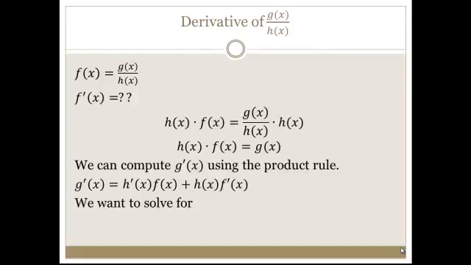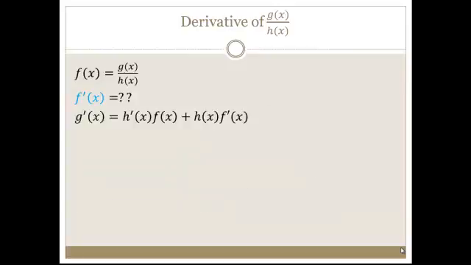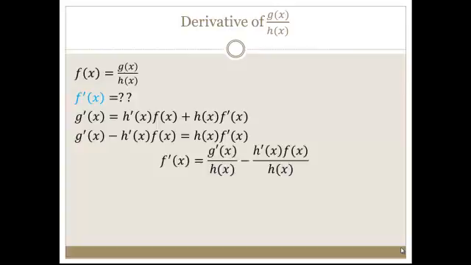What we are looking for here is f prime of x. So we need to solve g prime of x equals h prime of x times f of x plus h of x times f prime of x for f prime of x. We'll start by subtracting h prime of x times f of x from both sides, and then dividing both sides by h of x to get that f prime of x equals g prime of x divided by h of x minus h prime of x times f of x.